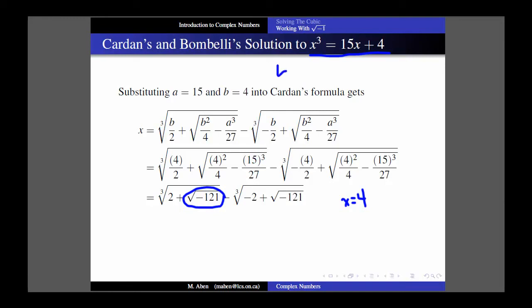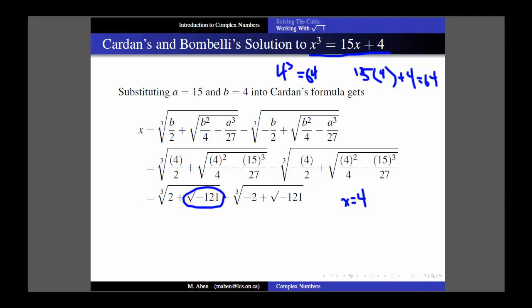If I take 4 and I cube it, I'm going to get 64. And if I look over at the right side of this and I take 15 and multiply it by 4 and add 4 to it, well, 15 times 4 is 60, and then 60 plus 4 is 64. So 4 is a solution, despite the fact that we got this square root of a negative.